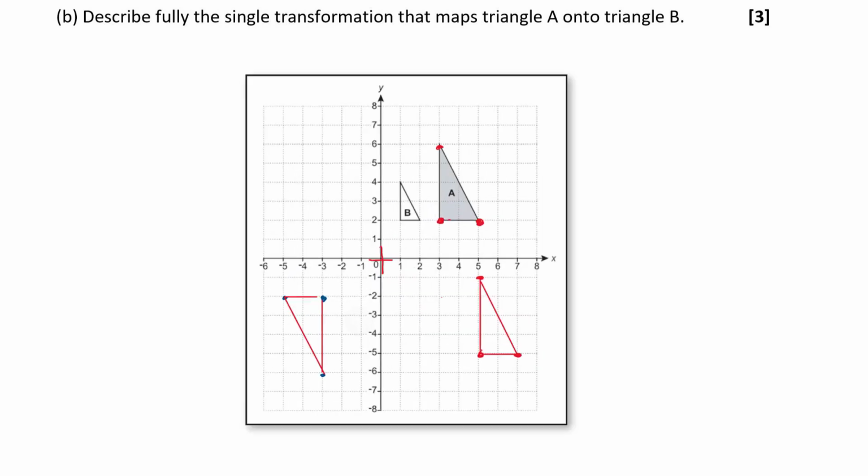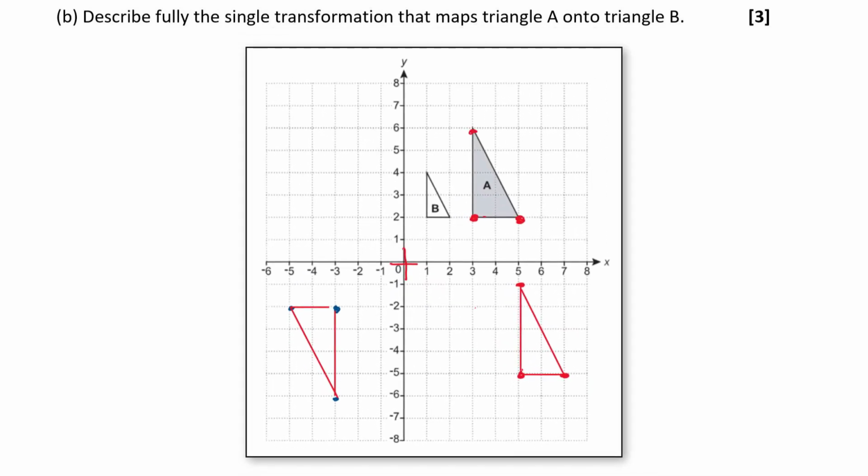Part B says, describe fully the single transformation that maps triangle A onto triangle B. Now this is a 3-mark question, so you expect to give 3 bits of information in order to get the marks. Let's go back and have a look at the diagram. You can see A and B, they're sitting next to each other. A is bigger than B. Remember, A is the original object though, and B is the image. So A has been transformed onto B.